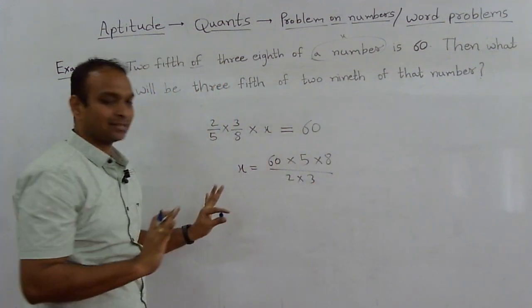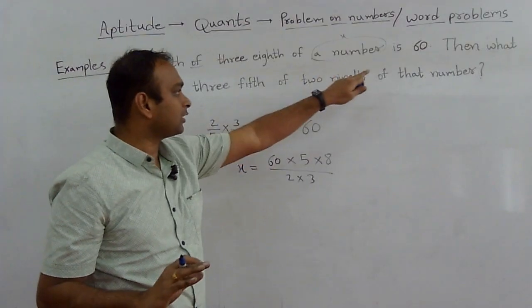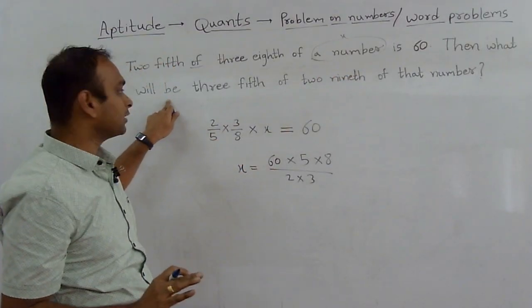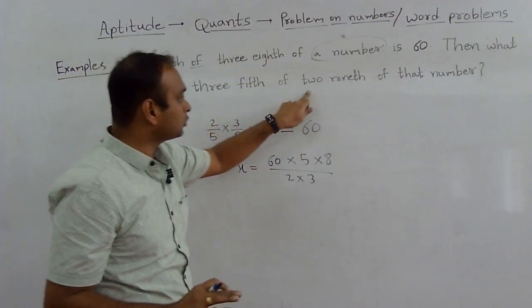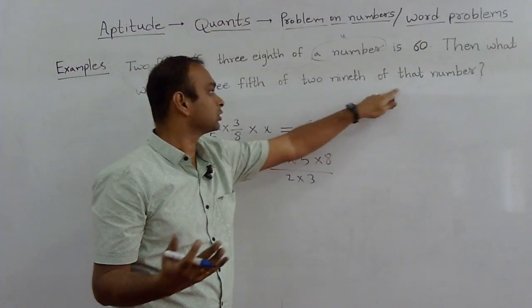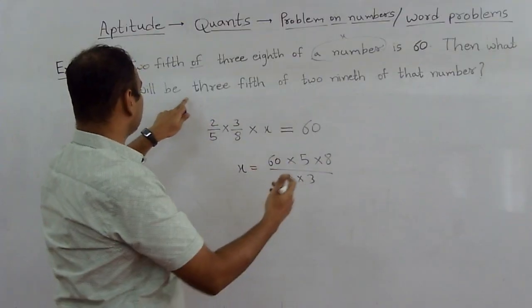So we will keep this as it is. And now let's concentrate on the next statement. So next, what is given? 3/5 of 2/9 of that number is what? Okay, so again form the equation.